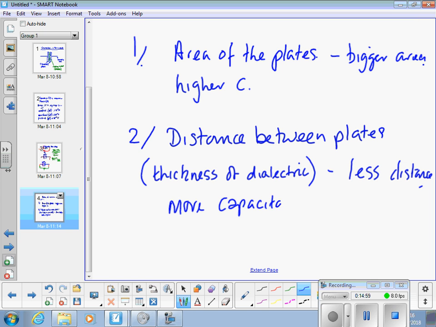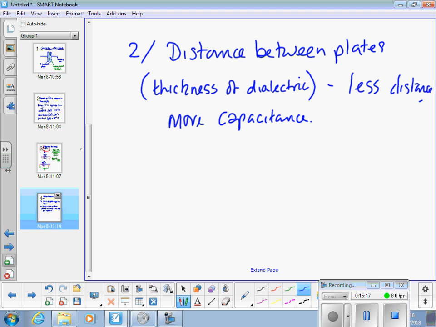The closer we can get the two plates together, the more charge it holds, because it's using the attraction between the positive on one plate and the negative on the other. So the thinner that dielectric is, the better. 3.